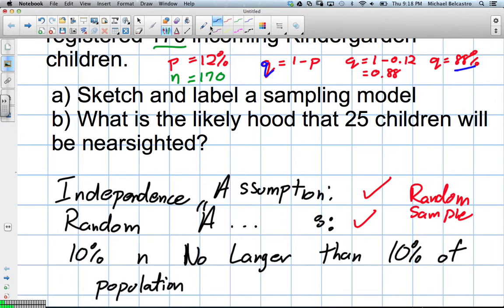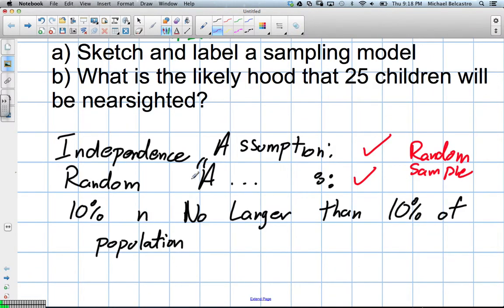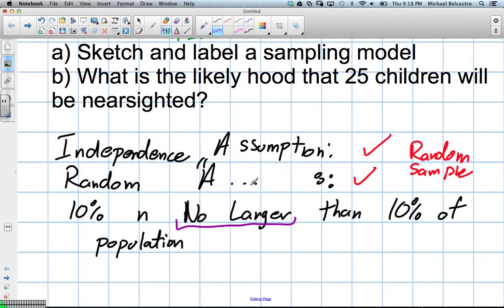In other words, we have to make sure that the sample size, our n, which is 170 in this case, is no larger than 10%. Well, what is the population? We're talking about all children. Is it fair to assume that 170 kids is not 10% of all children in the world? Yes. So it's fair to say that this is under 10%, right? We have 7 billion people in the world. Even if only a seventh are children, you're still looking at 1 billion people. So we're clearly under 10%.